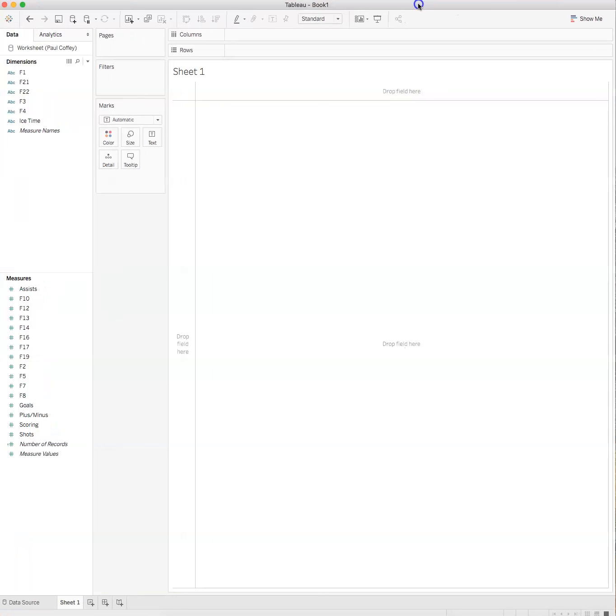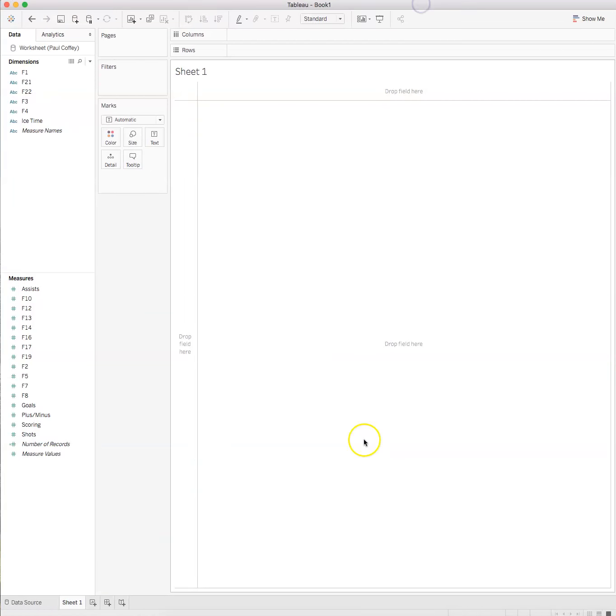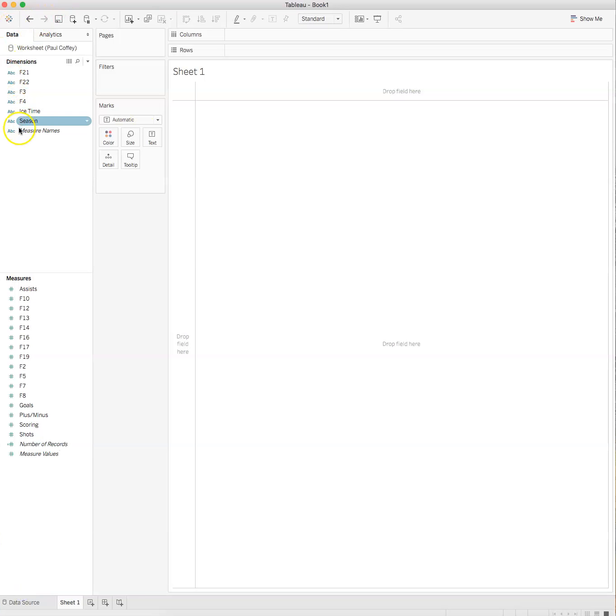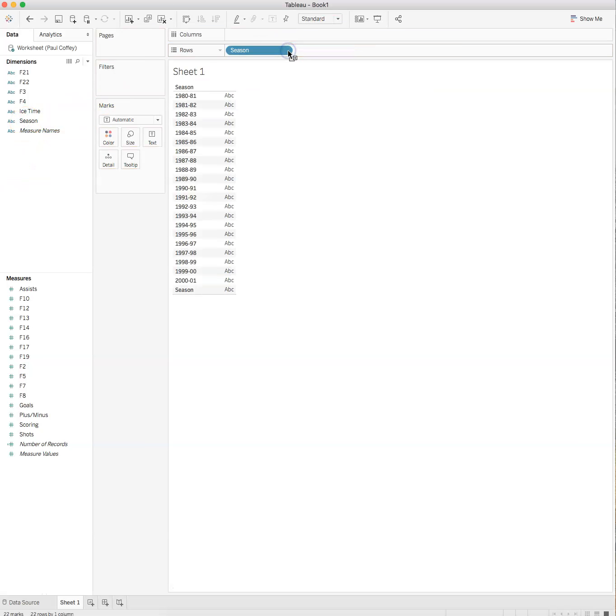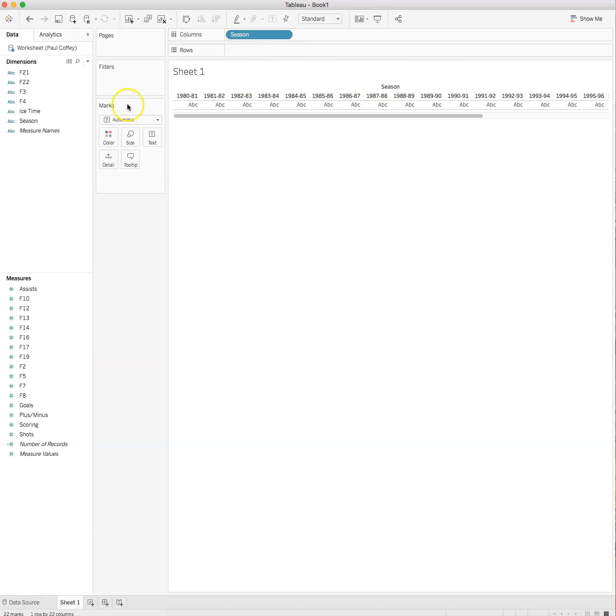So if I was to set up a simple control chart to evaluate this, the first thing I would do is remember there's a time series. So I create a simple timeline. So I look at the year. So here, season is the year. So I would put that into the column shelf. And then in this case, since I'm looking at plus minus, I drag this measure and I drag it to rows.